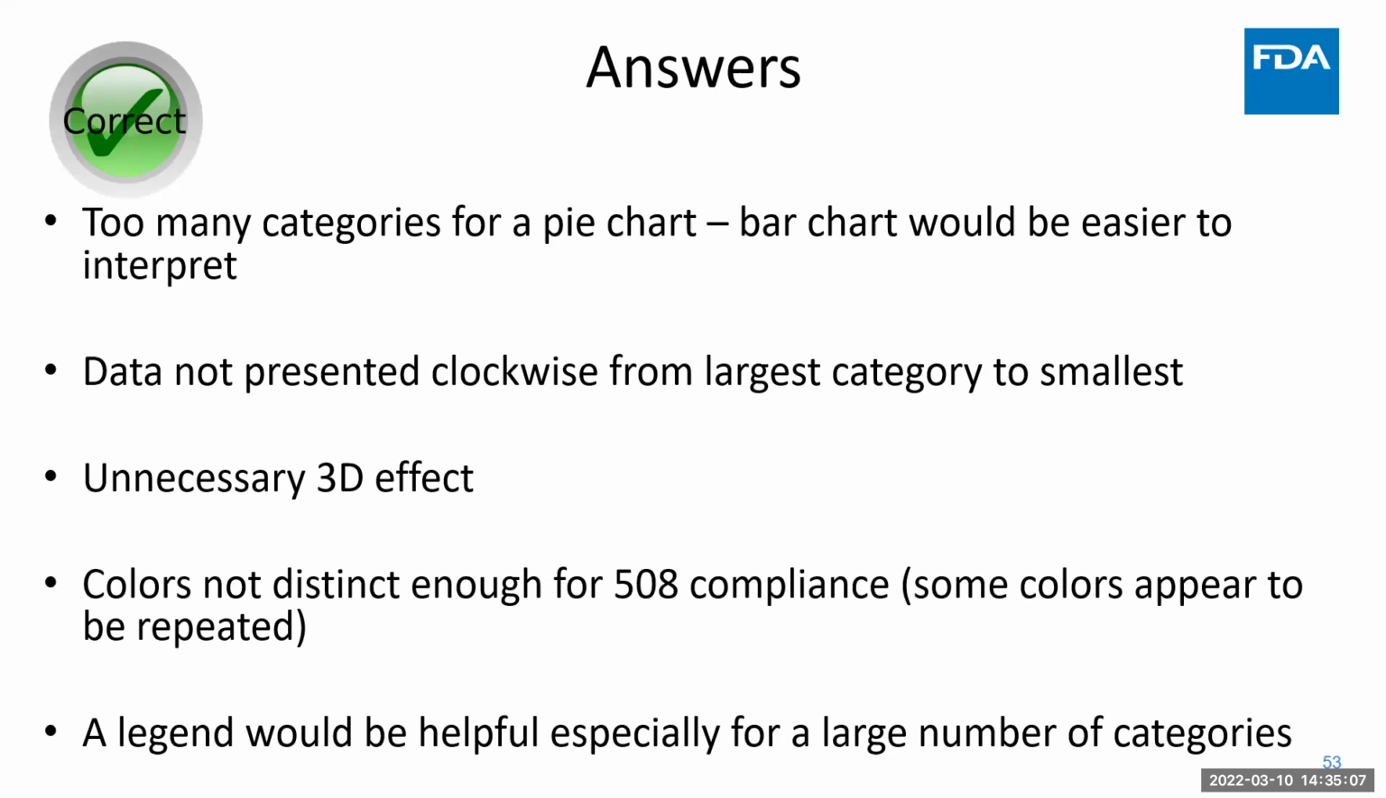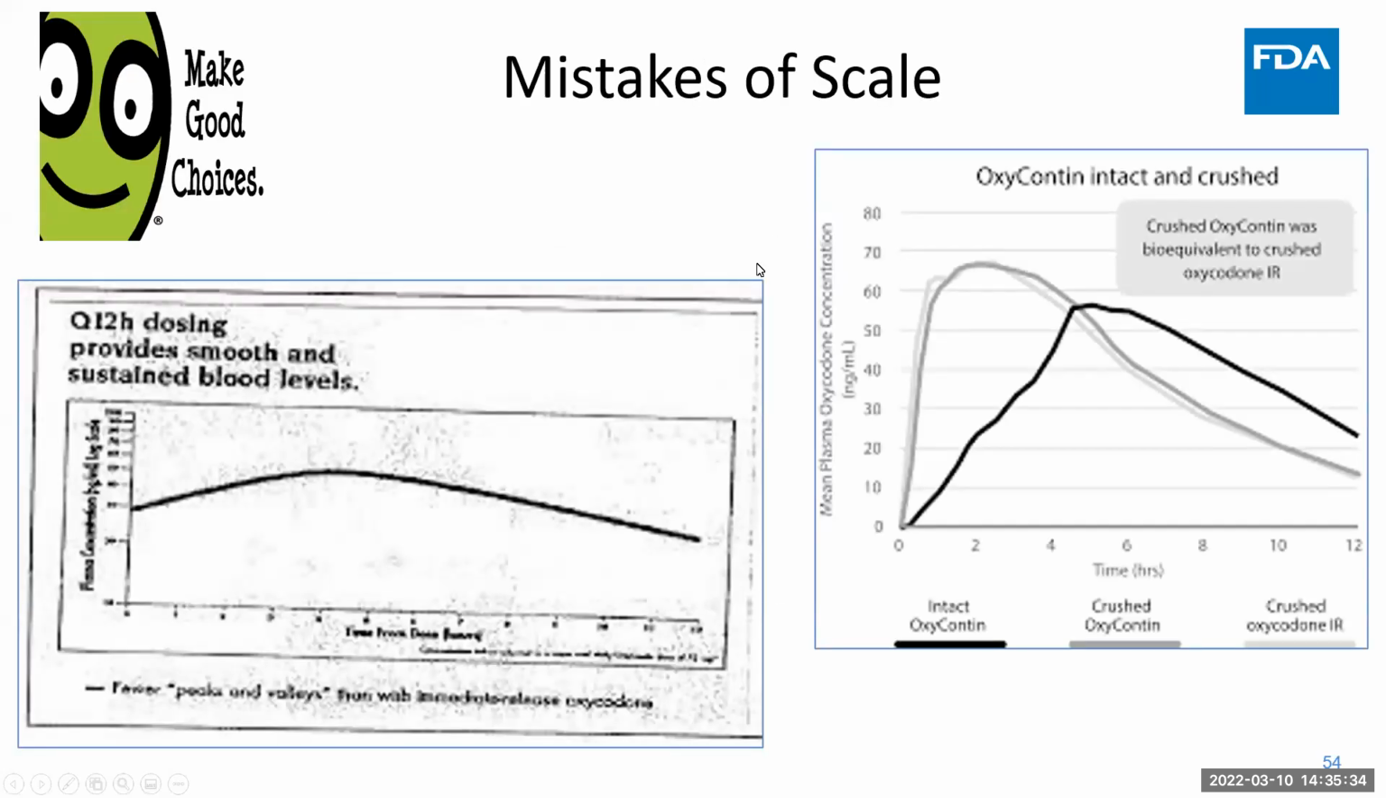And a legend would be helpful, especially for the large number of categories, particularly that last pie piece that represented 6 different categories in 1%. That could have been broken down a bit better. So that wasn't a stellar application of data presentation by whoever put this together for our website. So with that, I'll go ahead and give it back to Lawrence. He'll discuss mistakes of scale.